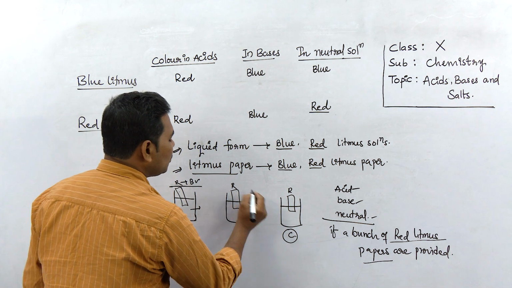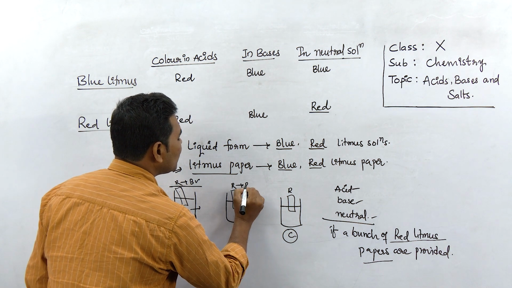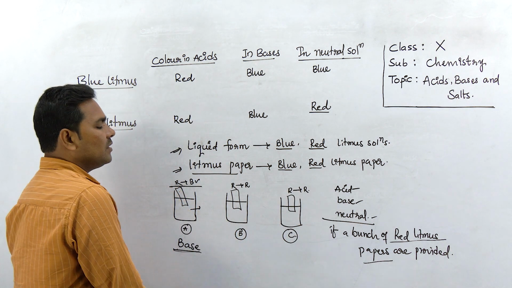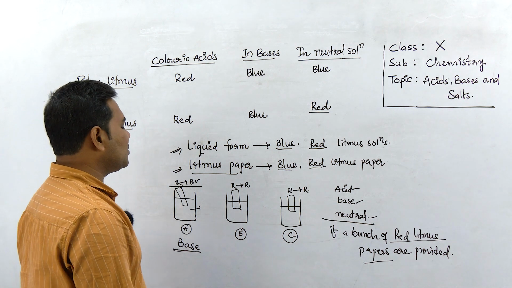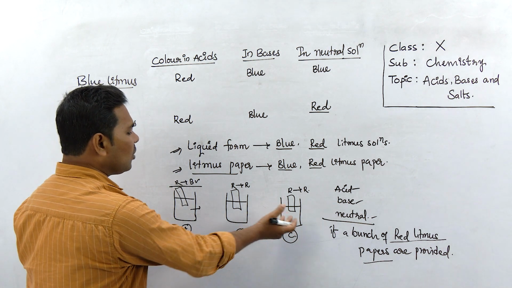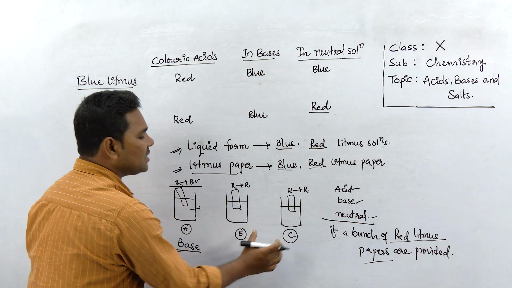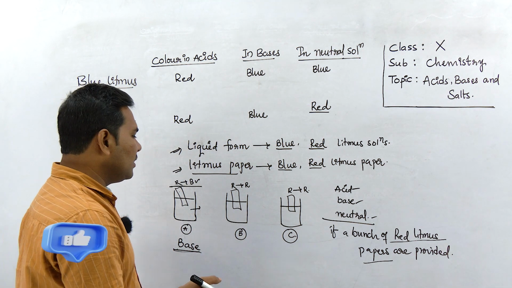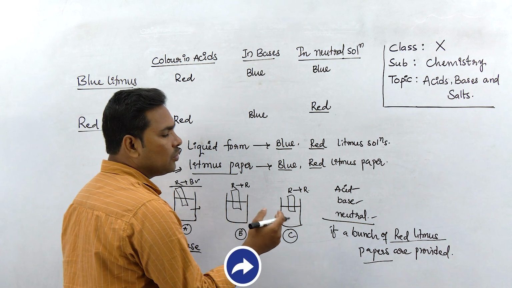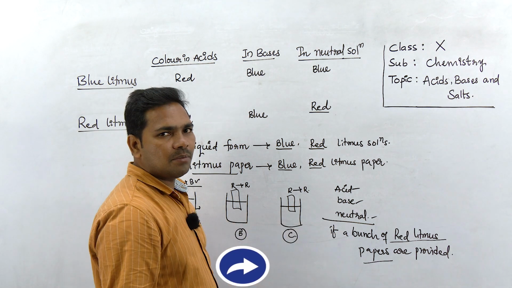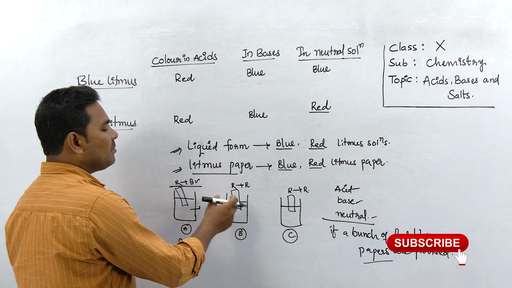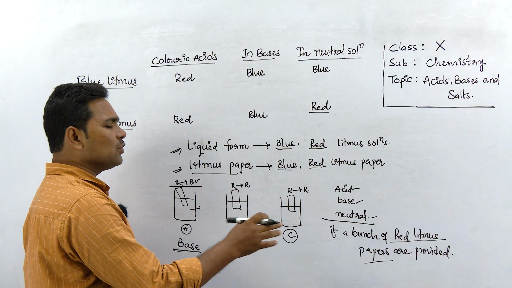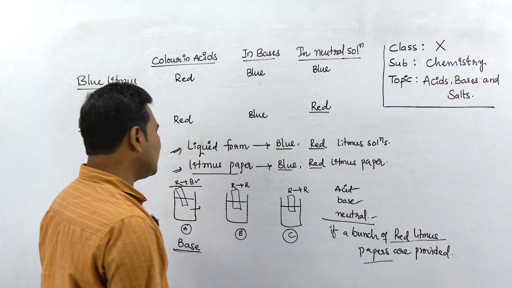And how about the remaining two solutions? In the remaining two solutions, red remains red. There is no change in the color of the litmus paper. In that case, we cannot identify in B and C which one is an acid and which one is neutral. We cannot identify. You may think we can use a blue litmus paper, but we are not given one. Or we could dip the used litmus paper in another, but one litmus is used only once. It is not useful for reusing.